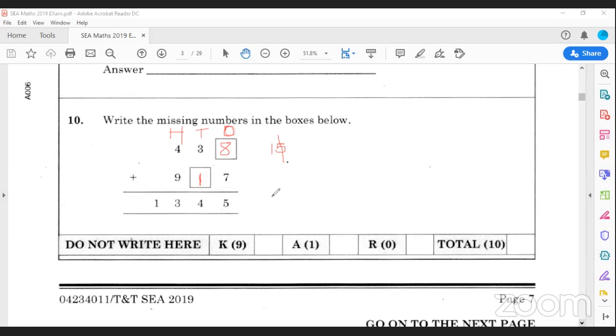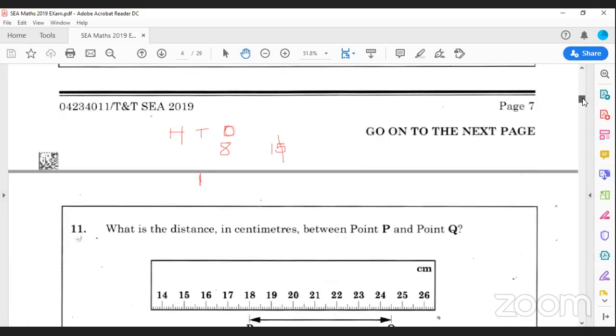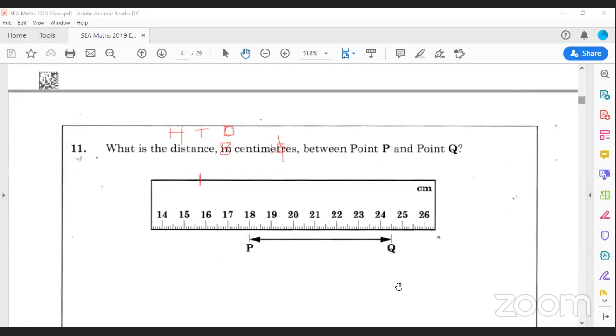Let's go to question number 11. What is the distance in centimeters between point P and point Q? So we can work this out in two ways. I'm going to show you. So I need to check from 18. And just like a ruler, from here, 18 to 19 is 1 centimeter. So I can check it by looking at my ruler.